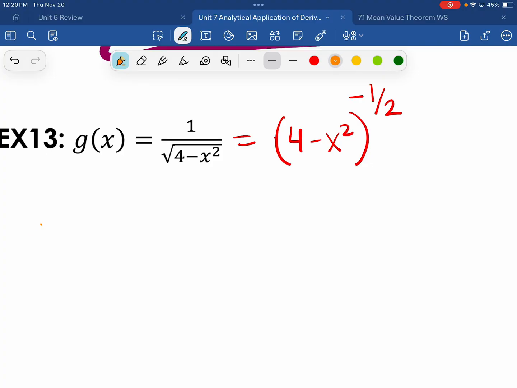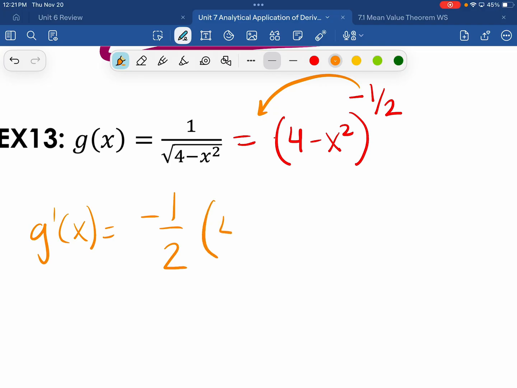All right, so I've got to take the derivative. G prime of x equals negative 1/2 is going to go in the front. Inside stays the same. This is chain rule. What's the new exponent going to be? Negative 3/2. When you minus 1, you get negative 3/2, and then times 2x, negative 2x.